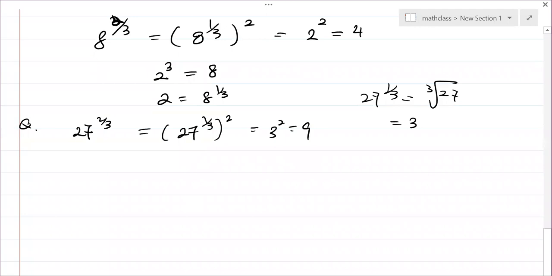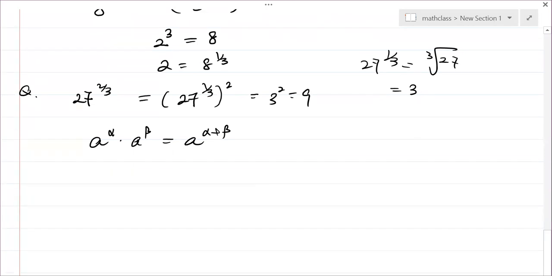Now let me mention some basic formulas we need, the formulas we're going to use. A to the alpha times a to the beta is going to be a to the alpha plus beta. That's the first formula. The second formula is a to the negative alpha, where alpha can be negative. It's going to be 1 over a to the alpha.